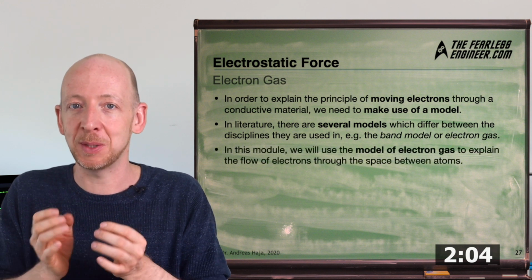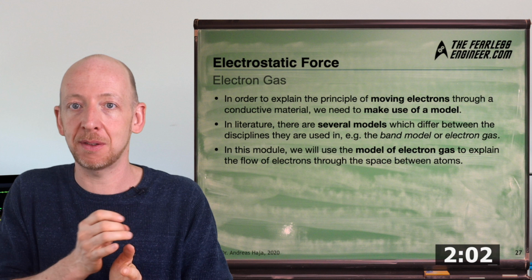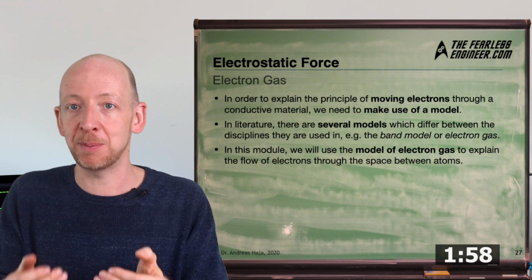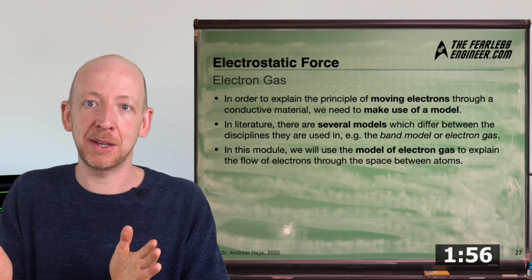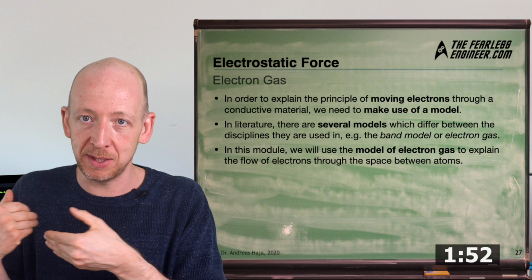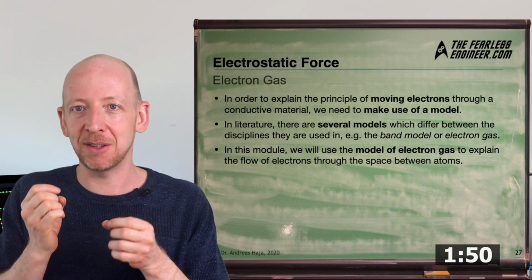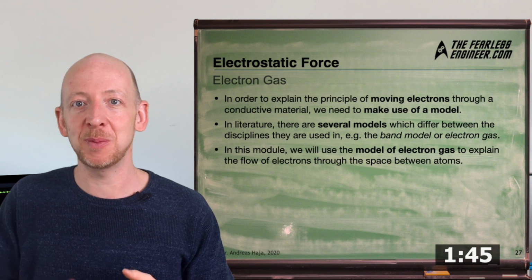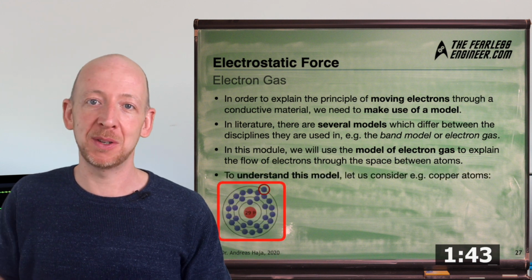because it helps us to explain the flow of electrons through the space between atoms very intuitively, and from this we can grasp how we can propel electrons by means of an electric field, which is related to voltage and leads to a current, and it very neatly converges into Ohm's law at the end, which you'll soon see. And in order to understand this model, let's consider a copper atom, which you can find in the lower left corner here.